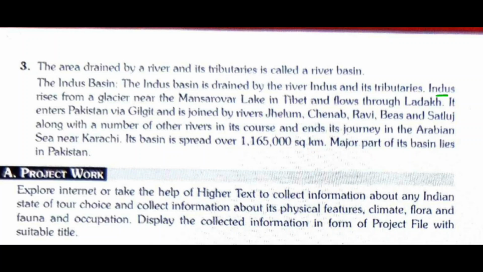The Indus and its tributaries. The Indus rises from a glacier near Lake Manasarovar in Tibet and flows through Ladakh. It enters Pakistan via Gilgit and is joined by rivers Jhelum, Chenab, Ravi, Beas, and Satluj, along with a number of other rivers in its course, and ends its journey in the Arabian Sea near Karachi. Its basin is spread over 1,165,000 square kilometers. Major part of its basin lies in Pakistan.